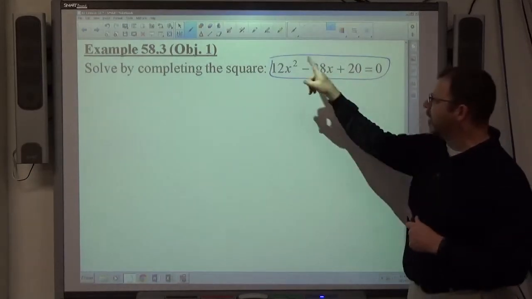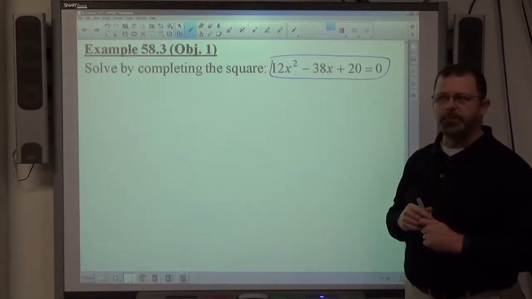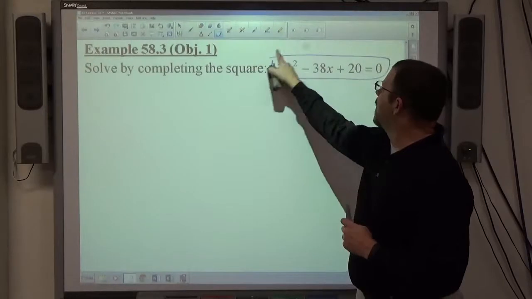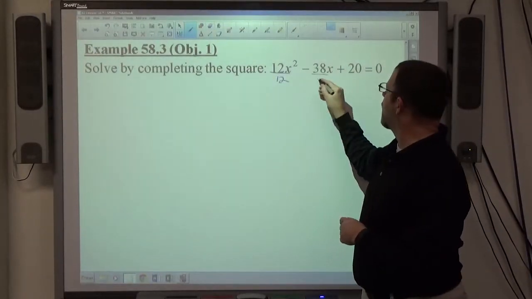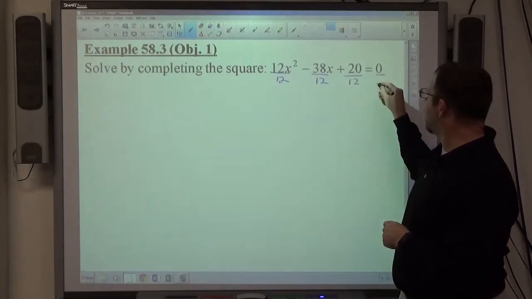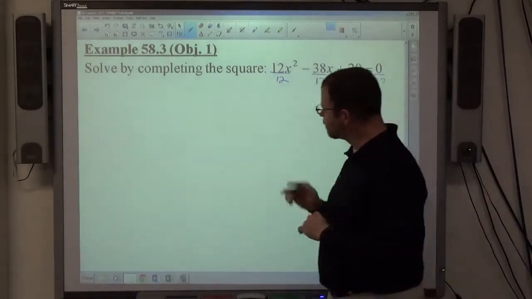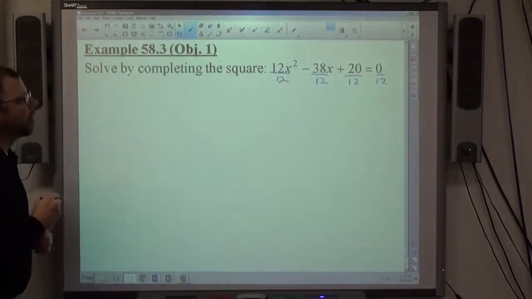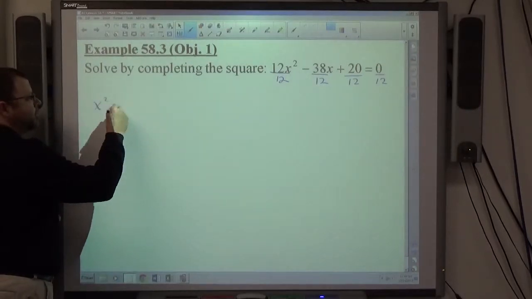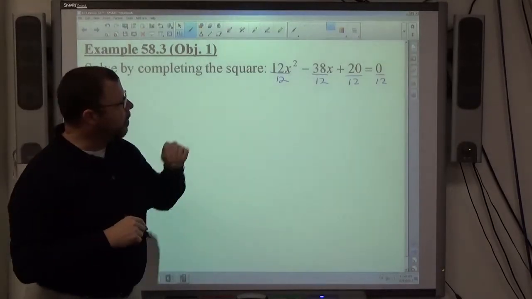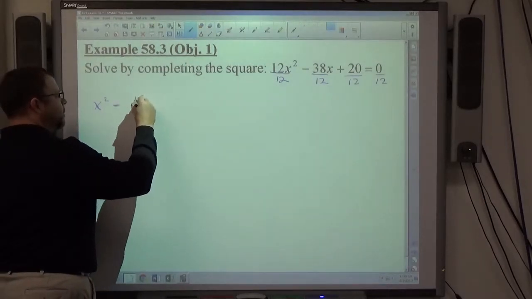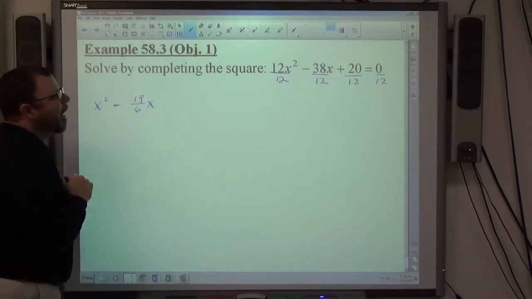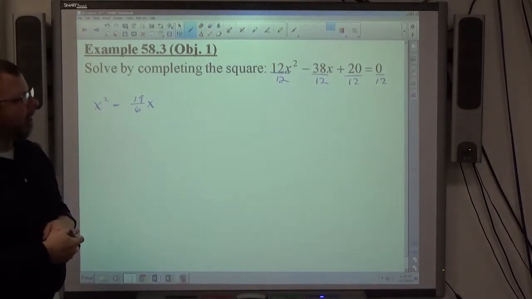So job 1, I want the lead coefficient to be 1, right? So I'm going to divide everything by 12. So this divided by 12, this divided by 12, this divided by 12, this divided by 12. So 12x squared divided by 12 is x squared. 38 over 12 reduces to 19 over 6. And 20 over 12 reduces by 4 down to 5/3.